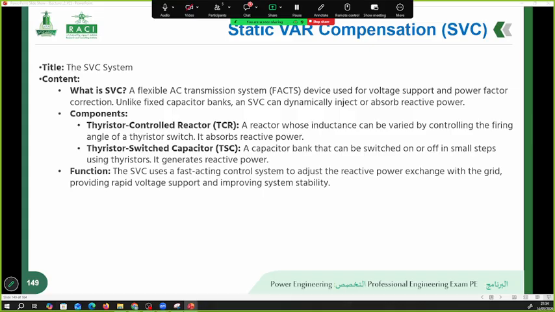If the bus voltage drops, indicating a need for more reactive power, the control system can switch on the TSC to inject reactive power into the grid. Conversely, if the voltage rises due to excess reactive power, the system can turn on the TCR to absorb reactive power. This rapid dynamic response provides a very effective means of providing voltage support and improving the overall stability of the power grid, especially under transient or varying load conditions.